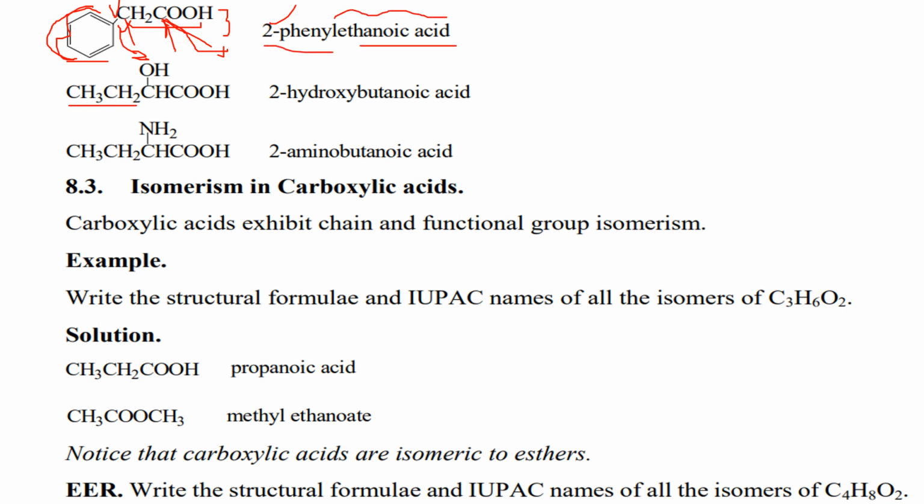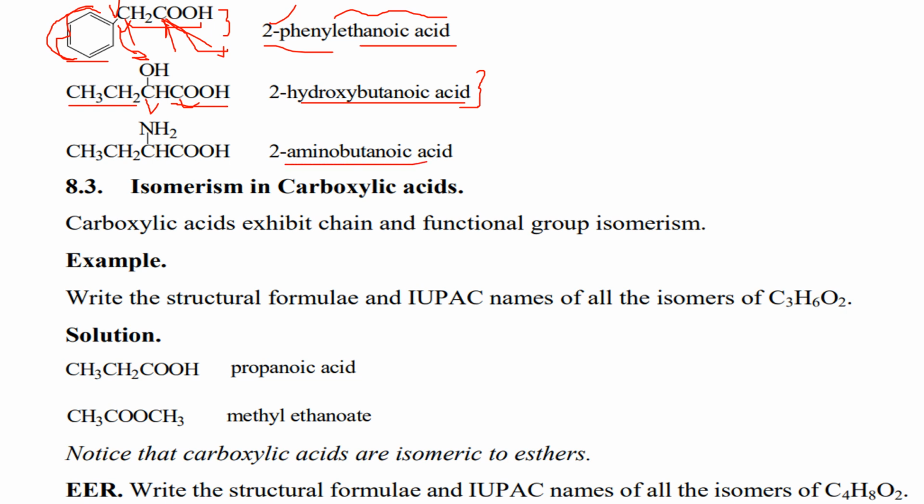Now going to this one, it's going to be called 2-hydroxybutanoic acid. We start counting from this side, so this is the first carbon and this is the second carbon. That's why it's called 2-hydroxybutanoic acid. I'm not going to review the naming; I hope you are now well conversant with it. So this one is going to be called 2-aminobutanoic acid.